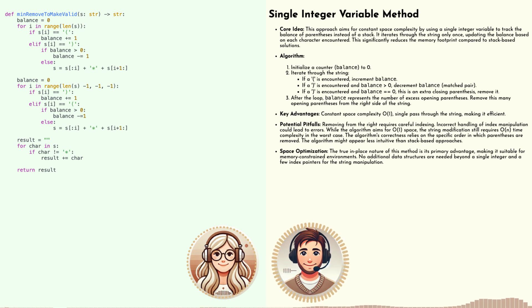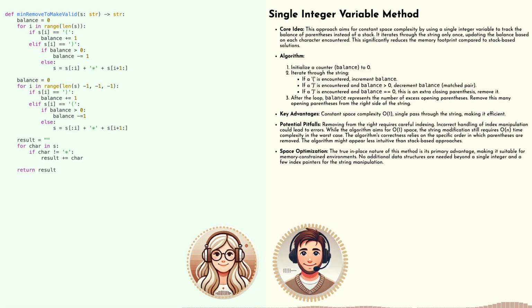I see. Can you give me an example? Sure, let's take a simple string like this one. Right, after the first pass, we see that all the closing parentheses are valid, the balance is 0, so we don't need to remove any opening parentheses in the second pass. It's already balanced. Okay, that makes sense.